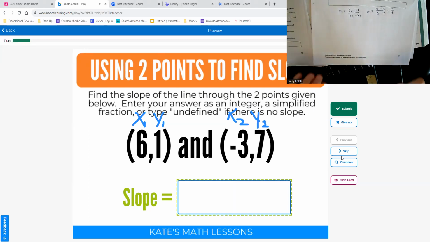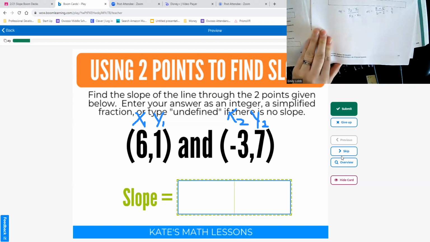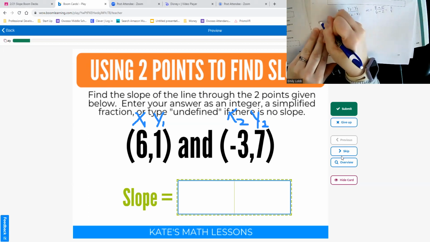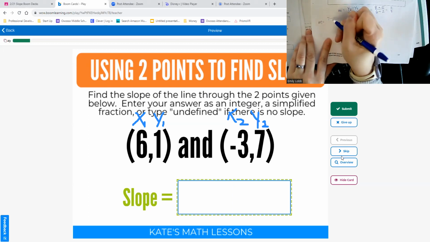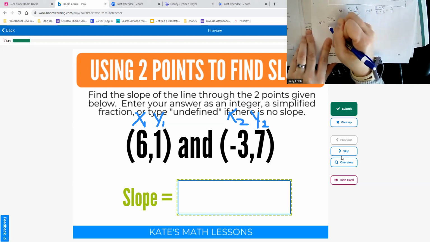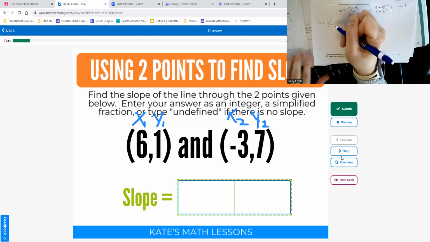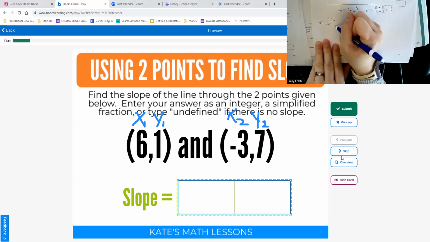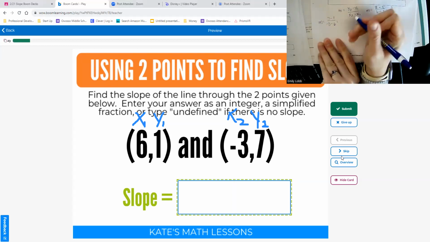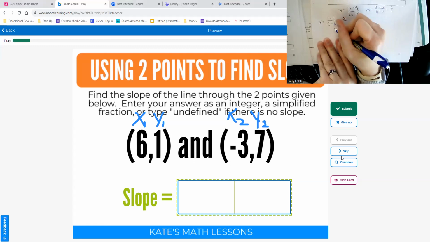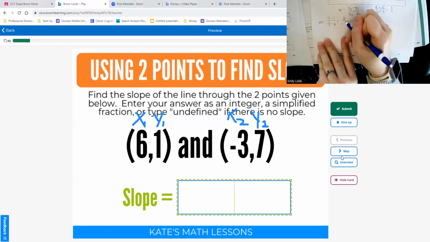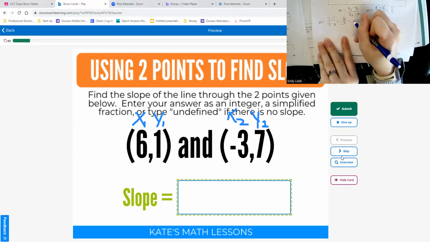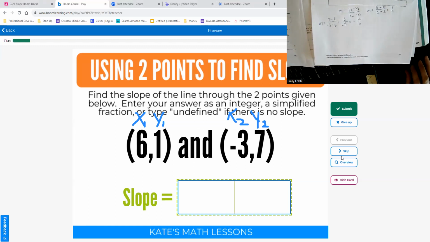And then we're just going to continue this pattern over and over again. Is it a little tedious? Yes. Should you write it down? Also yes. But here our slope y2 is 7 minus y1 is 1 all over x2, which is -3 minus x1, which is 6. So 7 minus 1 is 6. -3 minus 6 is -9. So if we simplified this, it would be negative. We can divide them both by 3, and we have -2/3. So here we would say -2/3. All right.